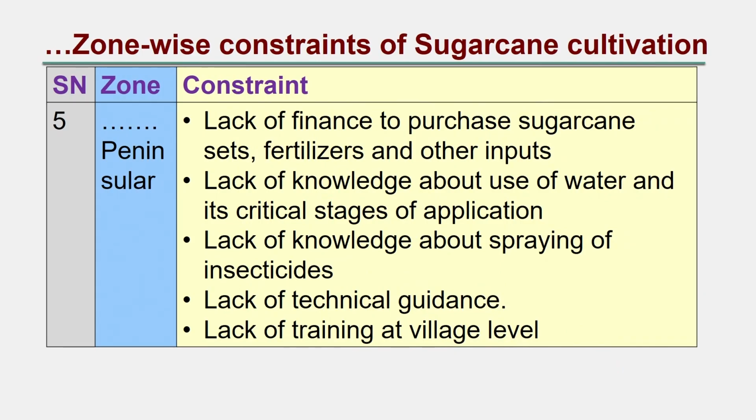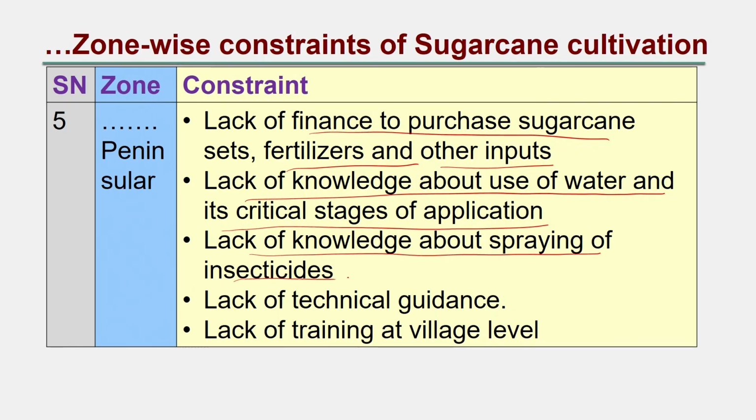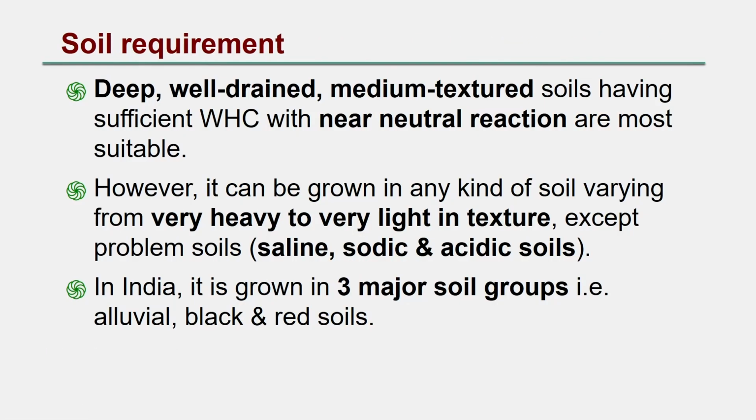Some more constraints are in peninsular zone: lack of finance to purchase sugarcane sets, fertilizers and other inputs, lack of knowledge about use of water and its critical stages for application, lack of knowledge about spraying of insecticides, lack of technical guidance and lack of training at village level.